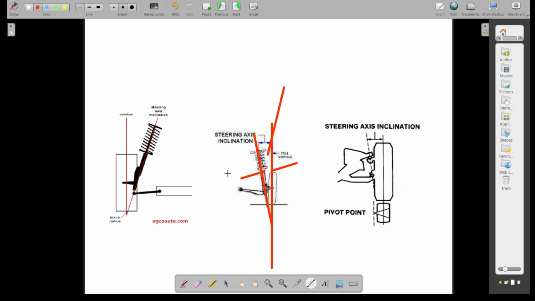Generally, the inward tilt is desirable, and it helps to provide steering stability and reduces steering effort. It tends to keep the front wheels rolling straight ahead. The steering axis inclination in the present day ranges from 3.5 degrees, just remember, 3.5 degrees to 8.5 degrees.